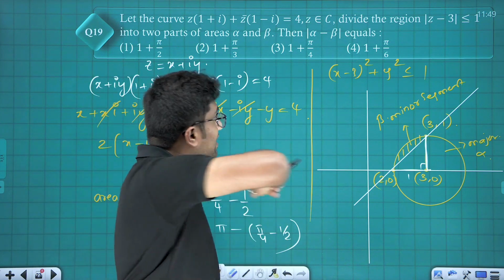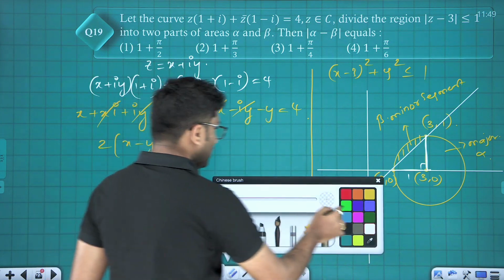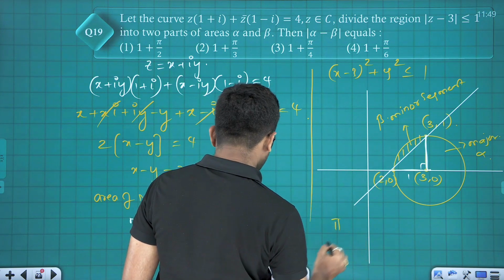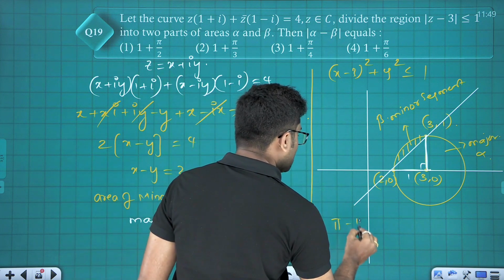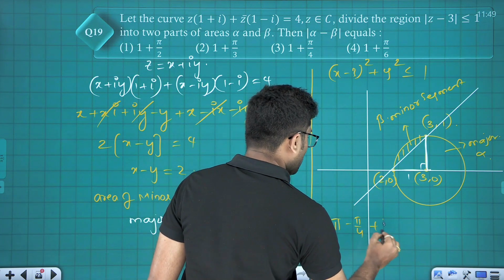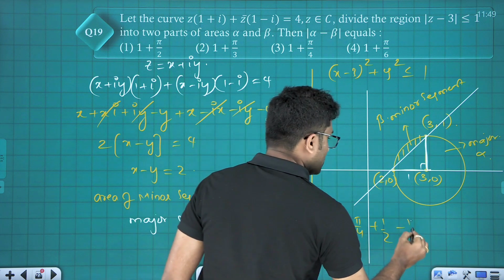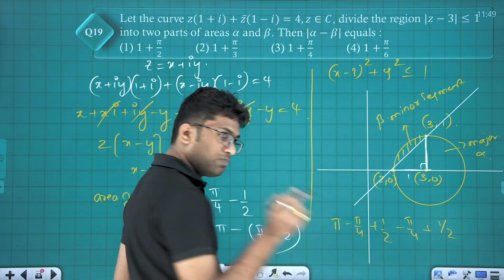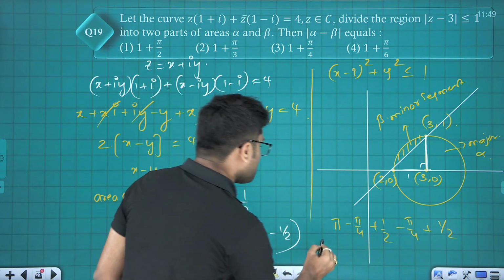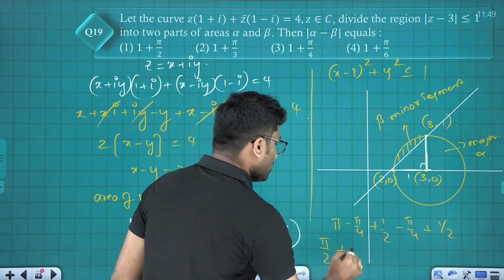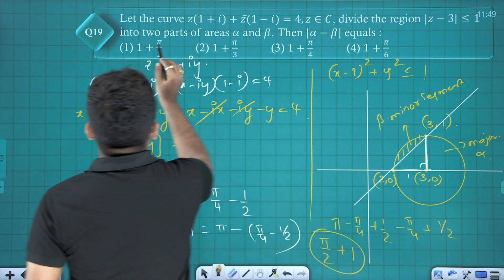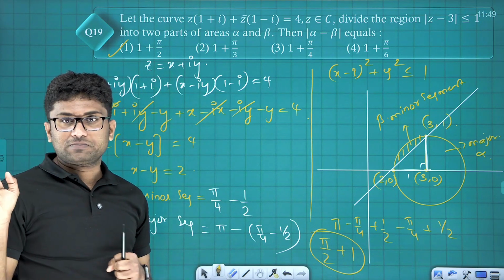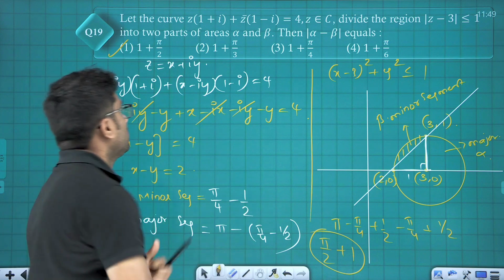They are asking us to find the difference of these two values. The difference of these two values is nothing but pi minus pi by 4 plus 1/2, and minus of this again minus pi by 4 plus 1/2. Minus pi by 4 minus pi by 4 is pi by 2. Pi minus pi by 2 is pi by 2. 1/2 plus 1/2 is 1. So that is 1 plus pi by 2 is the answer, friends. Very simple question from complex numbers. Actually simple. Next question.